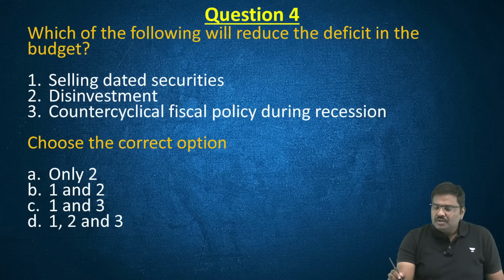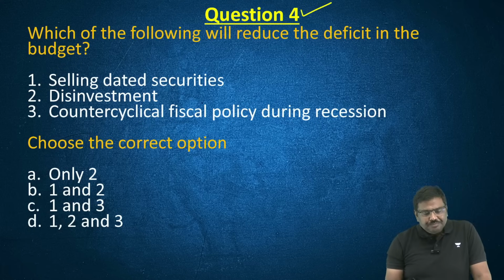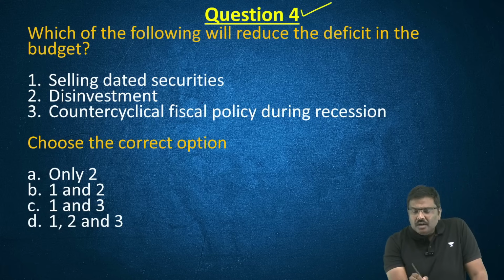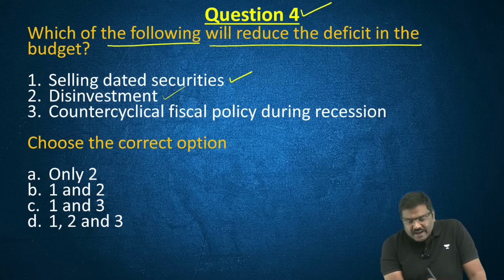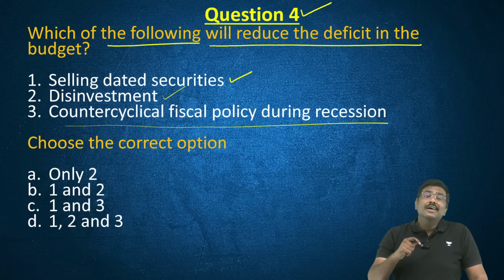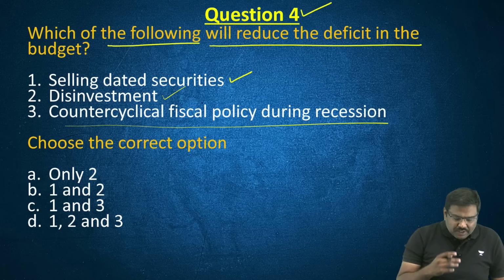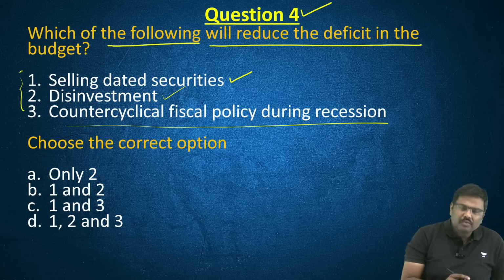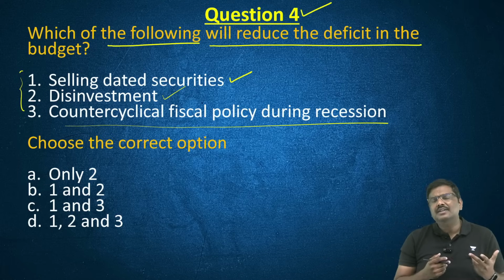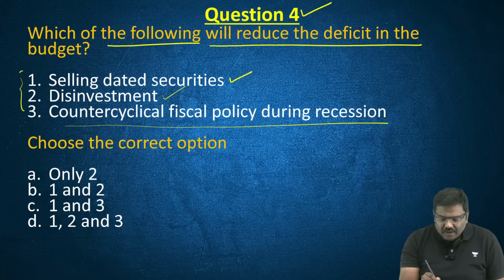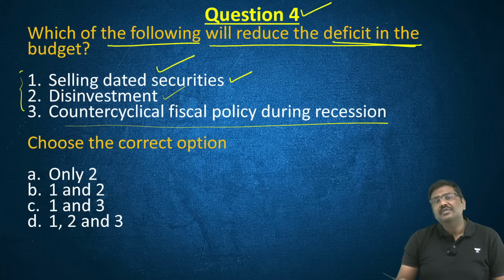Okay. So, based on this, question number 4 now. Which of the following will reduce the deficit in the budget? Selling dated securities, disinvestment, counter-cyclical fiscal policy during recession. Which of the three, or let's say, right, what is the right combination? Only one, only two, or one and three, etc. Which of these following can be used to reduce the deficit in the budget?